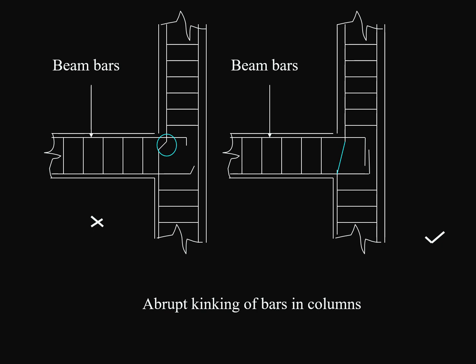Abrupt kinking of bars in column. When you are extending the column bars, there should not be sudden kinking. It should not be kinked in a short distance and extended further. You should start from the bottom of the beam and, over the full width of the beam, the bar should be left in a sloping direction so that it can be extended to the section above.